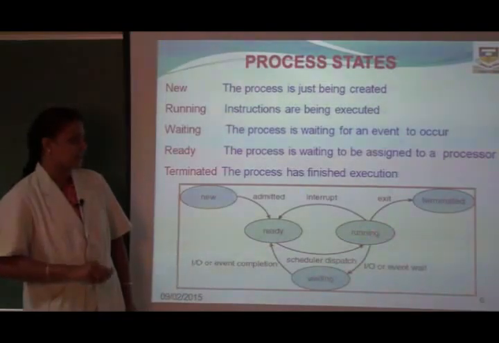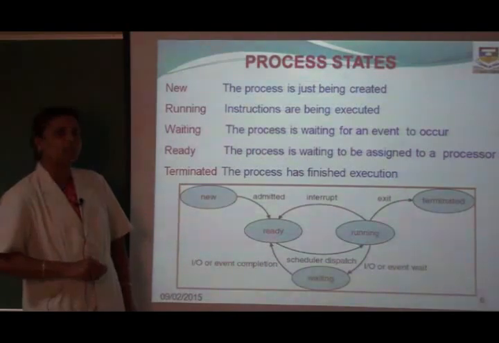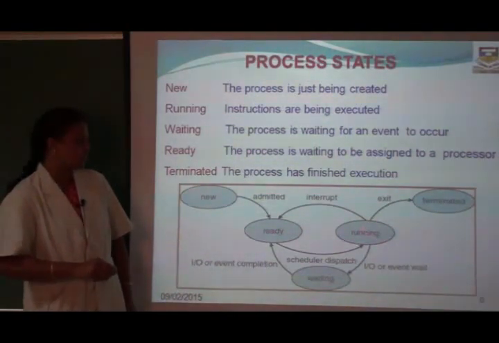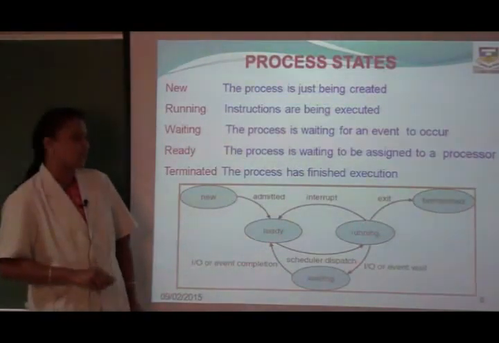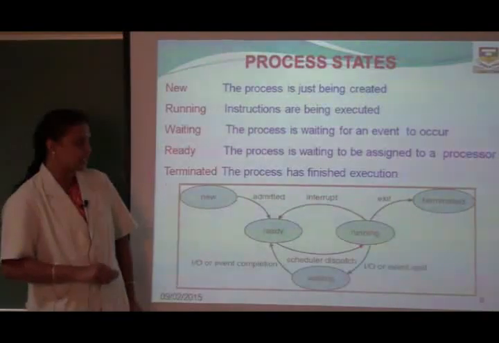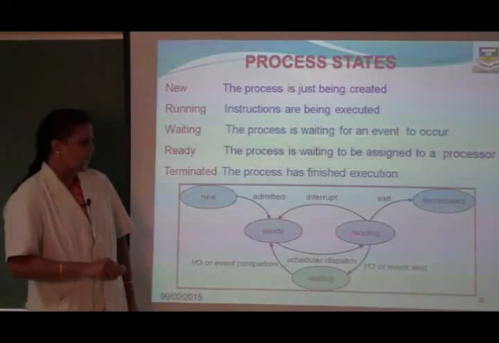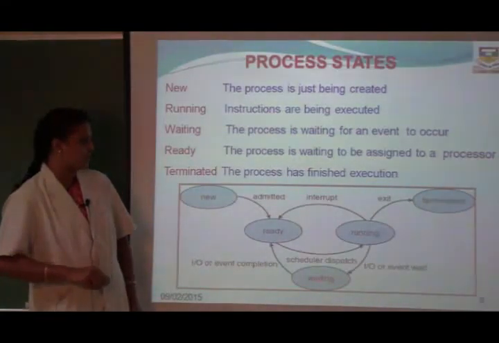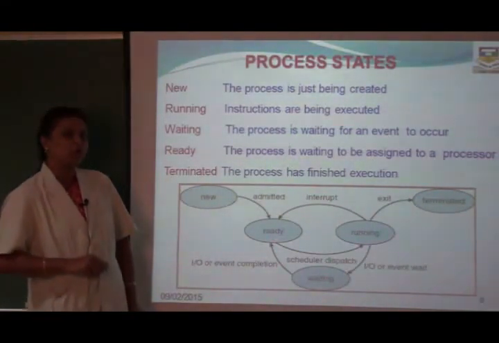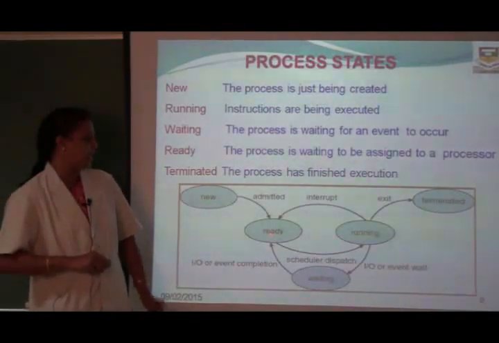And from the running state, that process may either go to waiting state or again move to ready state. From the running state, suppose it wants to perform any input output operation, it will go to waiting state. At that time, the CPU can be assigned to some other process. And after completing its IO operation, that process again will go to ready state. That is, that process is now ready for execution, waiting to get the CPU.